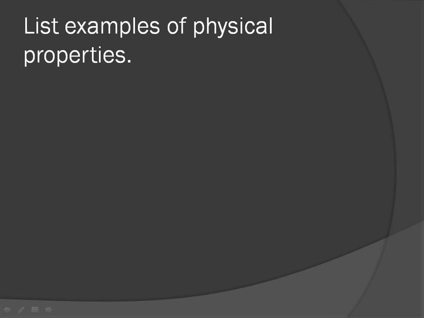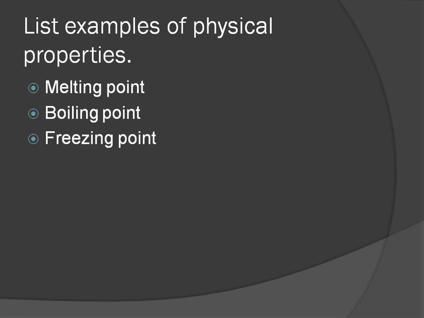The next question says to list some examples of physical properties, and there are a ton of them. I'm only going to list 6 of them. The first one is melting point. This is the temperature at which a solid changes to a liquid, like ice melting. Boiling point, which is the temperature at which something boils. Freezing point, when it freezes. Its color, texture, density, all those kinds of things are examples of physical properties.